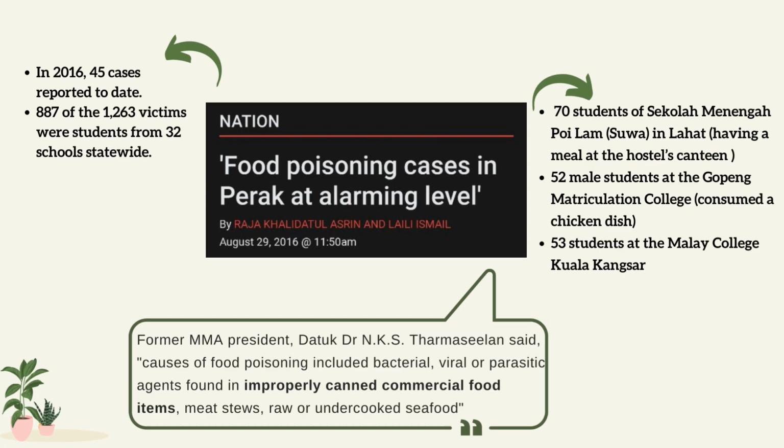Tamasilan said other causes of food poisoning included bacteria, viral or parasitic agents found in improperly canned commercial food items, meat stew, raw or undercooked seafood. And as we know, the growth of the bacteria and the formation of toxin that occur in inadequately processed, canned or bottled products are from Clostridium botulinum.